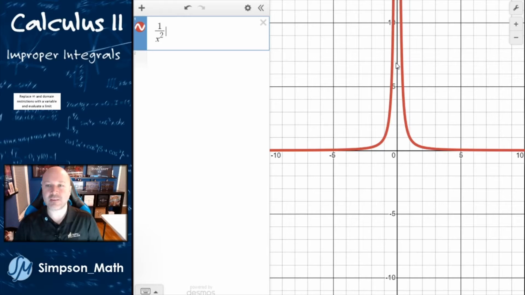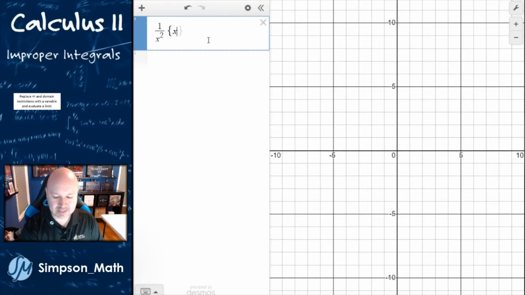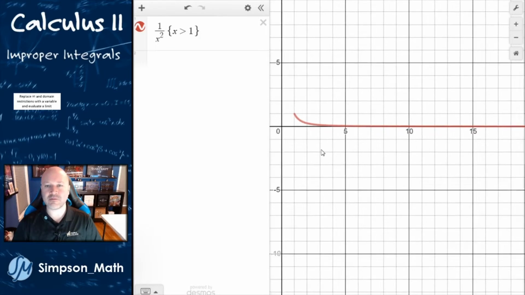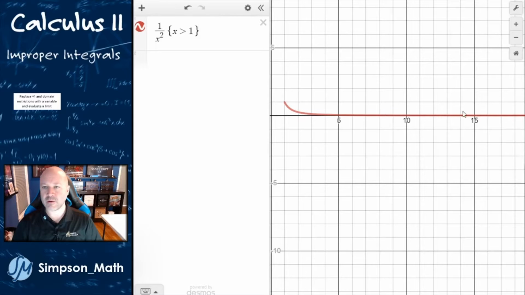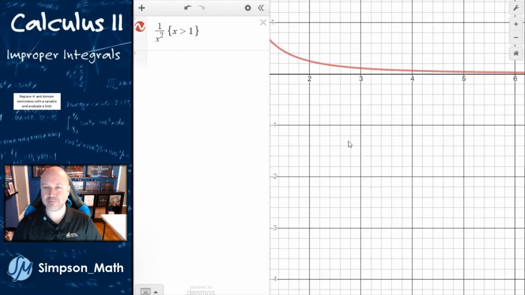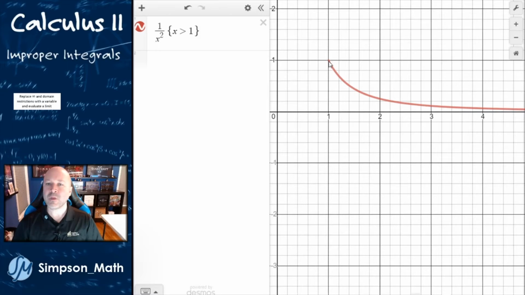Now I want to integrate it from 1 to infinity. So let me change my domain here. I'm going to say x has got to be bigger than 1. That's all I really care about on this function. So if I forget the negatives, I'm going to zoom in a little bit so I can get a better picture of what's going on. It starts off at (1, 1), and then it really quickly starts to emulate a horizontal line, y equals 0. So it almost becomes horizontal.